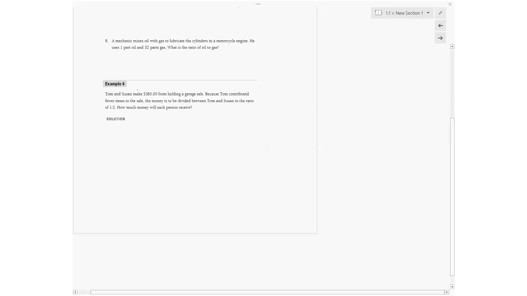Let's look at example 4. So now we've got Tom and Susan. They make $180 from holding and garage sales. So that's their total money.